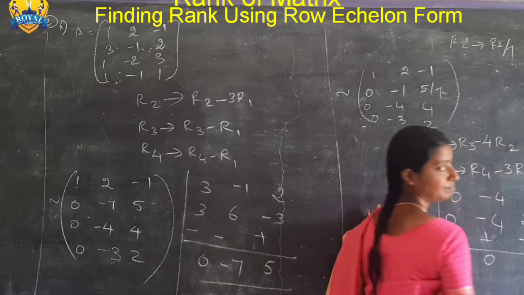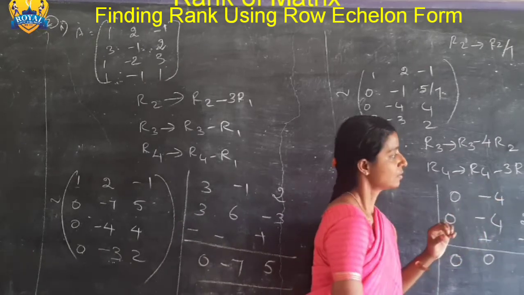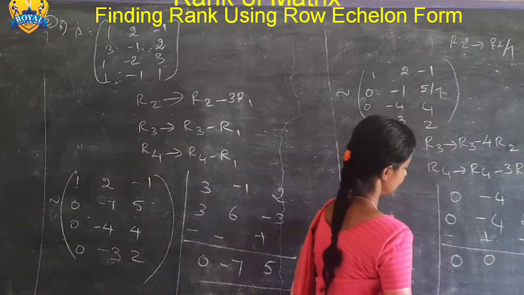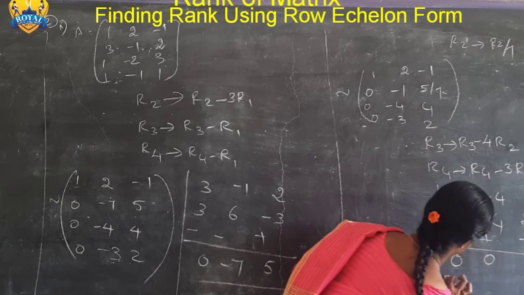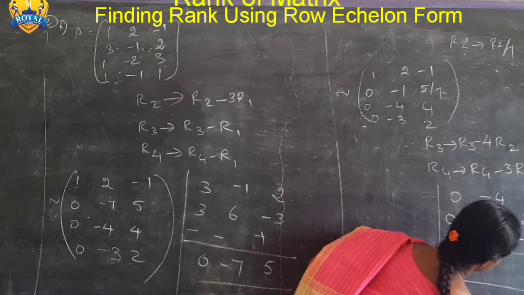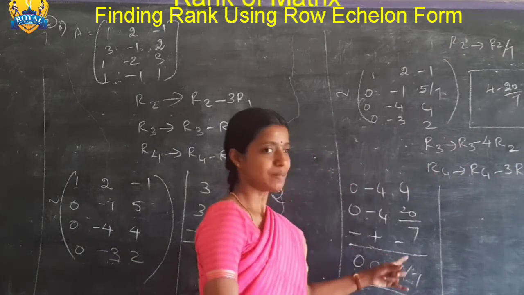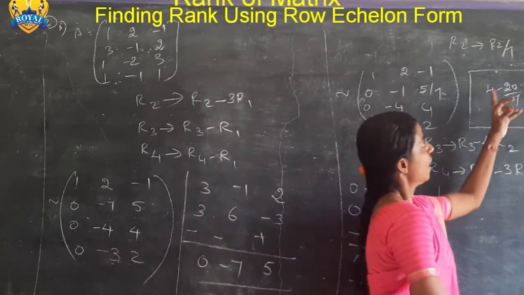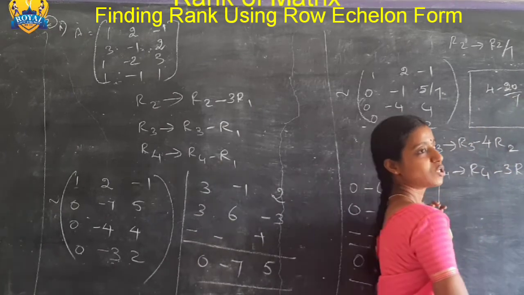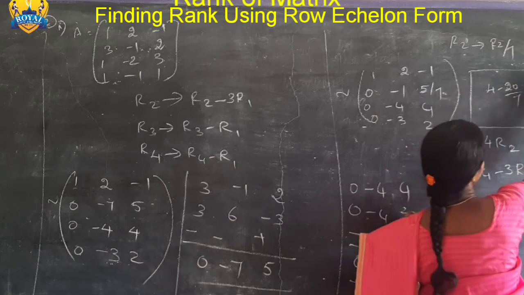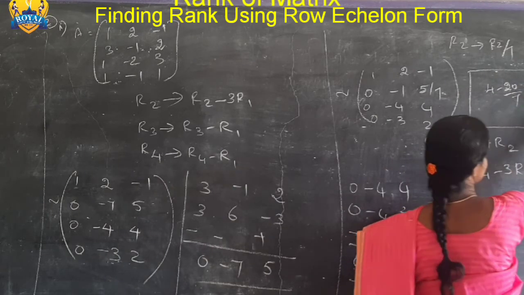7 4s are 28. So 4 minus 20 by 7, how to proceed? I cannot subtract this directly, that is not possible. So let me take the LCM, 7 4s are 28 minus 20 by 7, I have 8 by 7. So my 8 by 7.